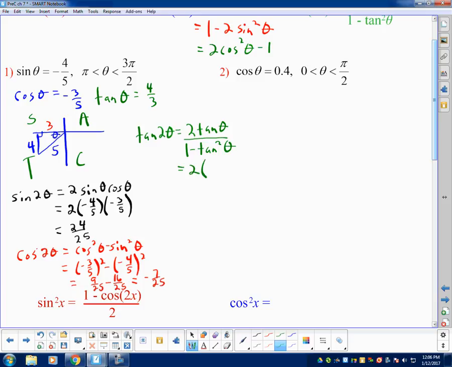So I'm going to substitute in for tangent theta that 4/3. And then on the bottom as well, 4/3 squared. So tangent theta is being replaced with 4/3. Every time you see a tangent theta, it's 4/3. Remember, tangent squared is the same as tangent of theta quantity squared. So tangent theta gets replaced with 4/3.